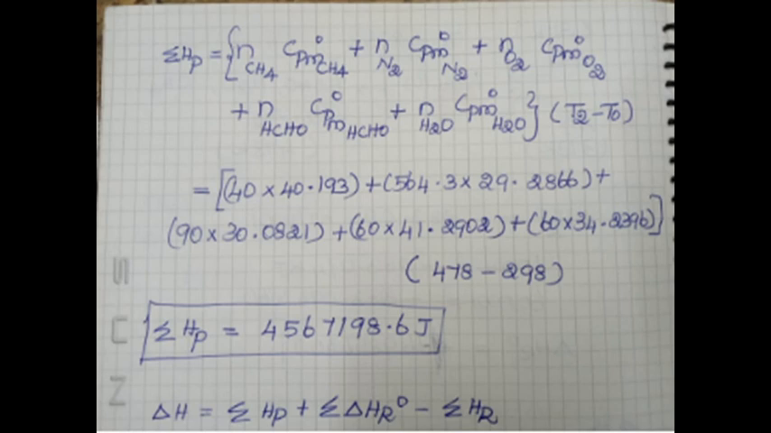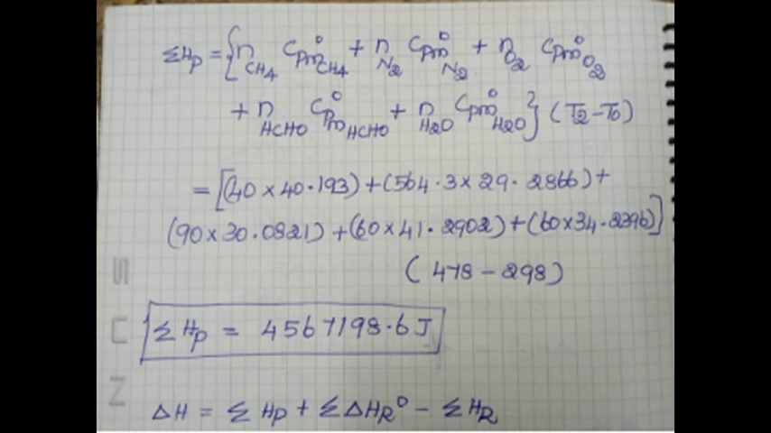So then these values are multiplied by T2 minus T0. T2 is the product leaving temperature, 478. This is given data. T0 is the reference temperature, 298 Kelvin. Substitute these values. Find out summation of enthalpy of product: 4567198.6 joule. Are you clear or not?